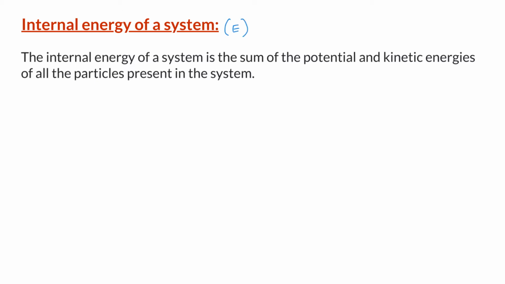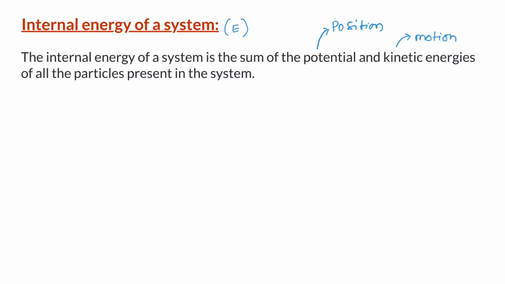We know that the kinetic energy of a particle is by virtue of its motion. Therefore, all the particles that are moving, vibrating, or rotating have kinetic energy associated with them. The potential energy is by virtue of its position or composition. And there are different types of potential energies such as gravitational, chemical, nuclear, etc.